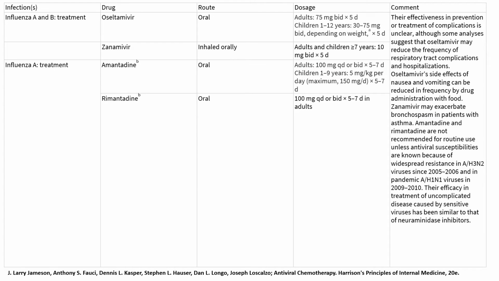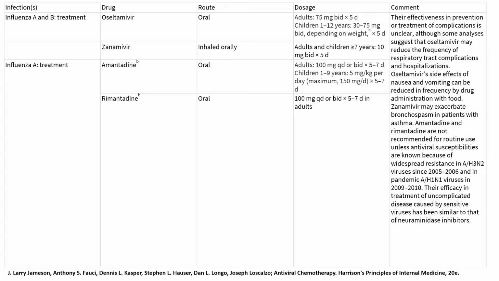So in the remaining slides, we will have some clinical insights about the use of many antiviral drugs in treatment of many diseases, okay? For instance, let's begin with influenza A and B treatment. We have oseltamivir and zanamivir. Oseltamivir oral, zanamivir inhalation or orally. We have the doses here for adults and for children.